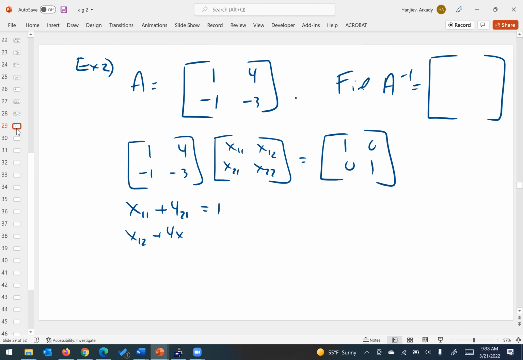x12 plus 4x22 is equal to 0. Negative x11 minus x21 is equal to 0, and negative x12 minus 3x22 is equal to 1. There are my 4 different equations. Okay, again, by calculator, go for it. Or I actually even see opposites already. So if you want to do it by hand, that's fine too.